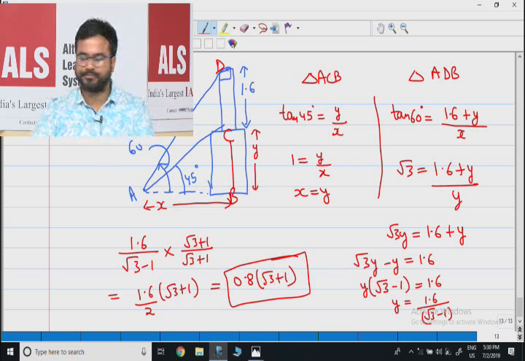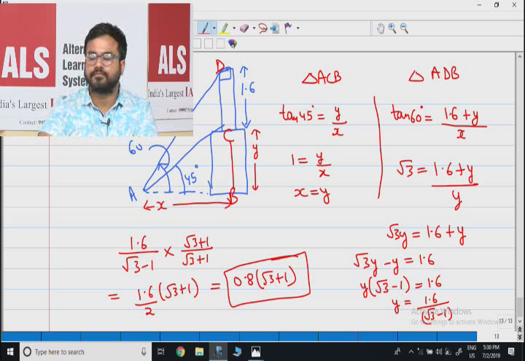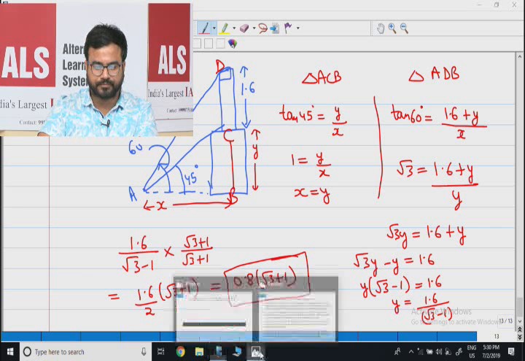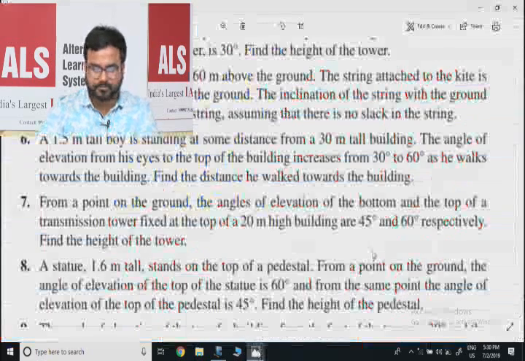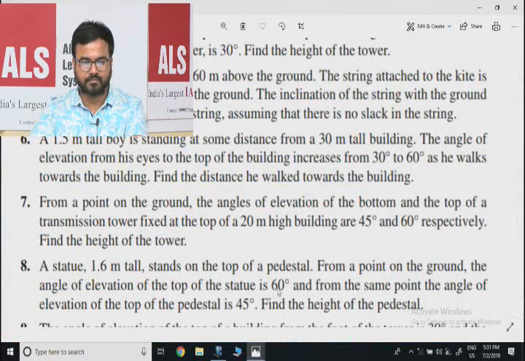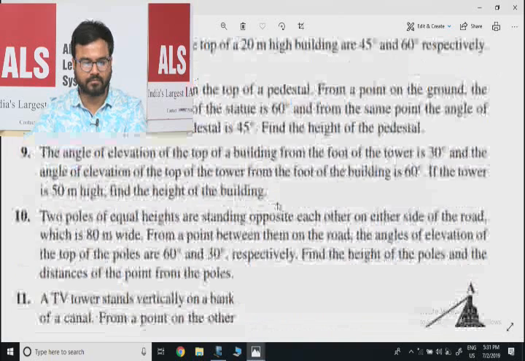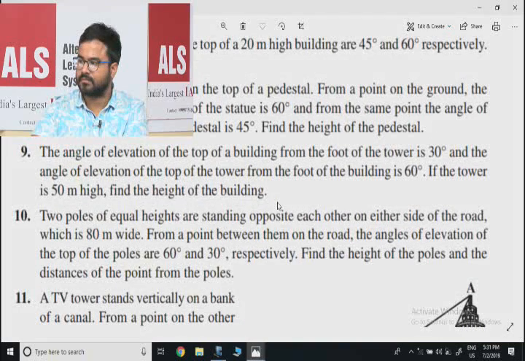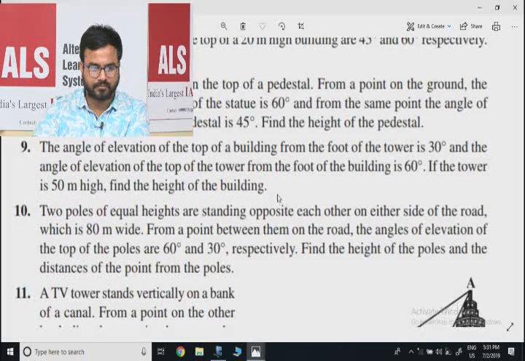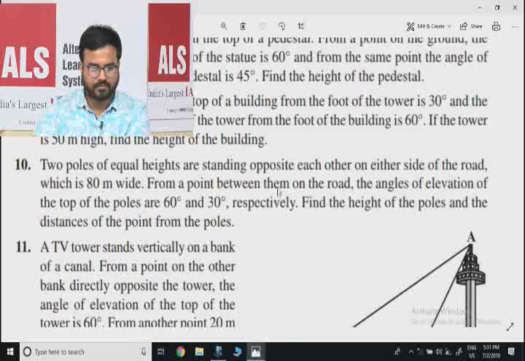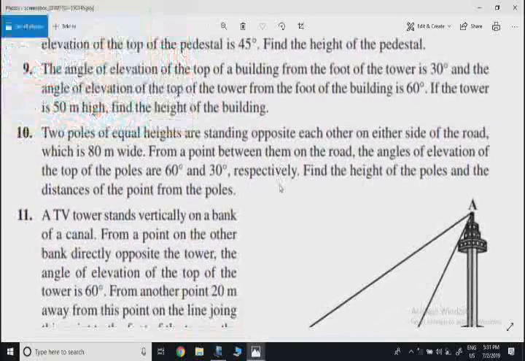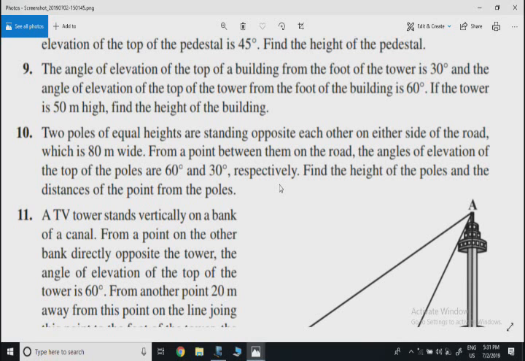Any doubt till now? Sisipur, is this clear? Okay. Okay, Presidency College, that is clear.